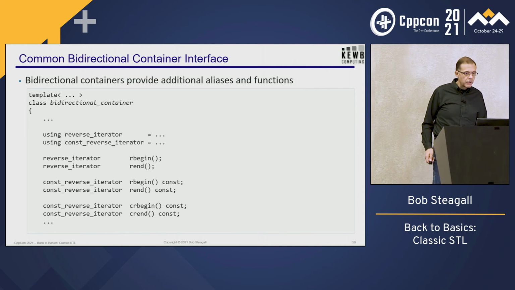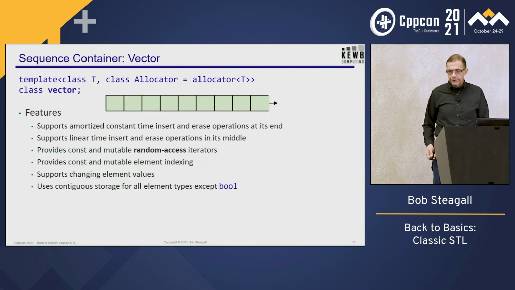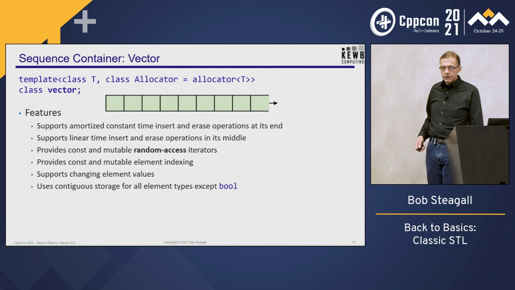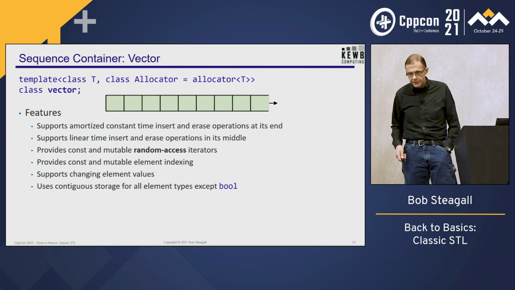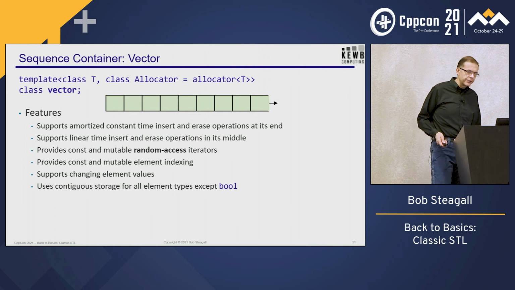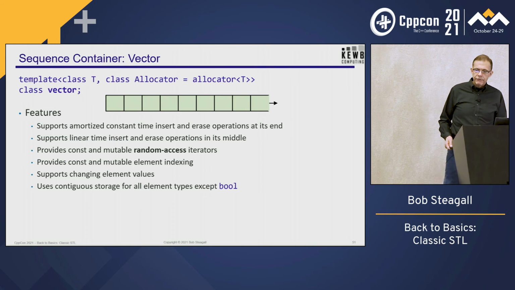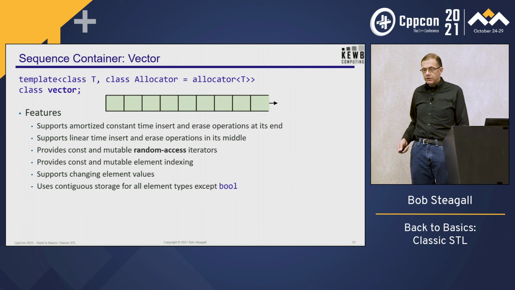So I'll quickly go through the catalog of containers and the differences. So we have vector. And the interface for vector looks like this. There's a declaration at the top. And I'm not going to read all of the features here. I'm going to try and get to the important ones. The important thing with vectors is it stores its elements contiguously in memory.